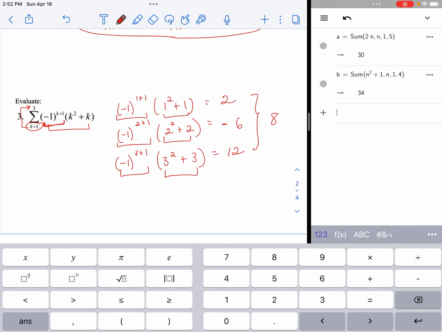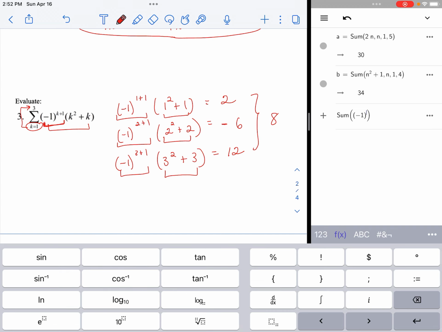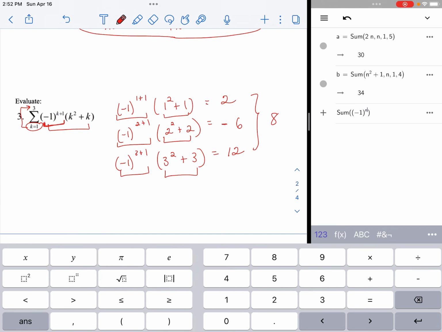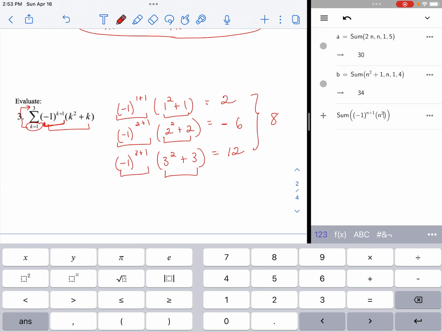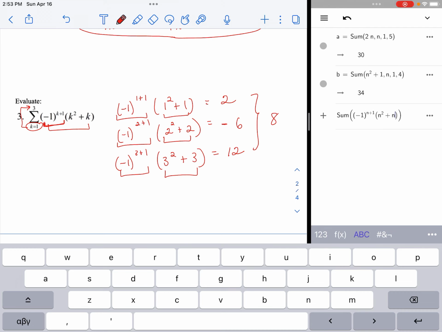Or you could put it into the calculator. This one's a little more involved. The command sum. I'm going to put that whole expression. So the -1 to the n plus 1 power. Because again, you have to use the letter n. So n plus 1. Then inside parentheses, letter n squared, plus, no, still should be inside the parentheses, plus letter n.